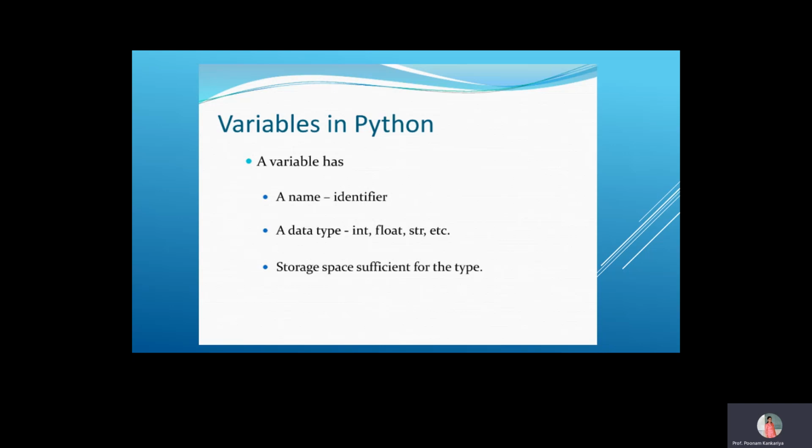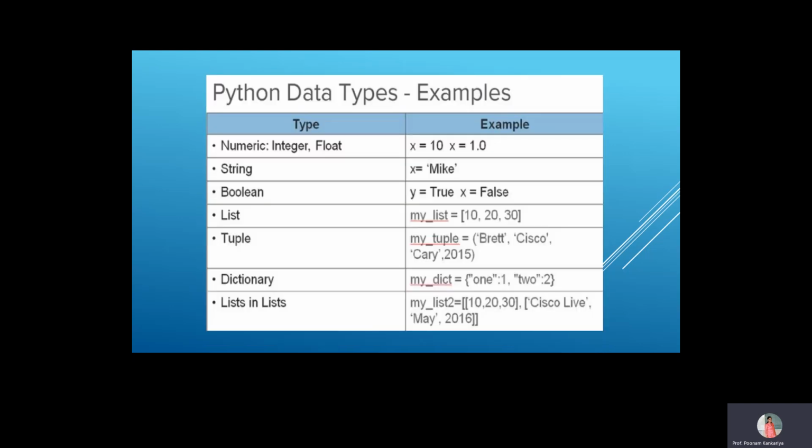Now we see data types in Python. Every value in Python has a data type. Since everything is an object in Python programming, data types are actually classes and variables are instances of classes. There are various data types used in Python, like numeric value, string, boolean, list, tuple, dictionary, and list in list. We will see them one by one with examples.